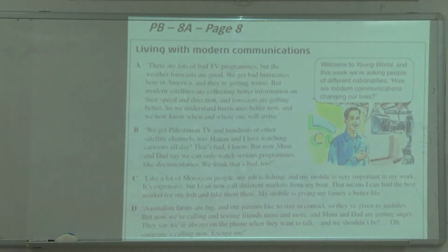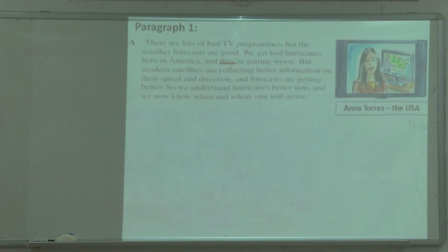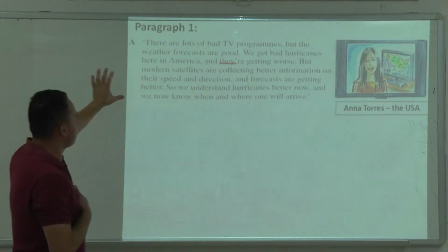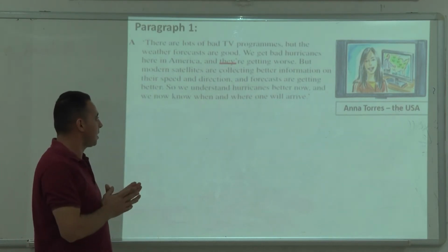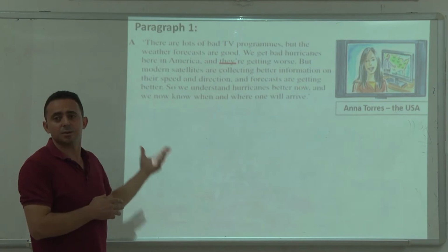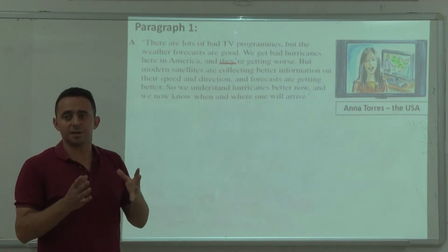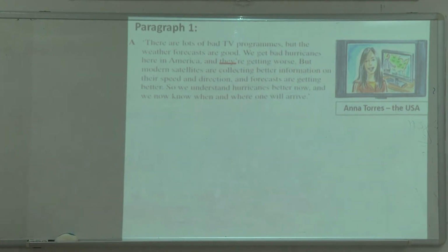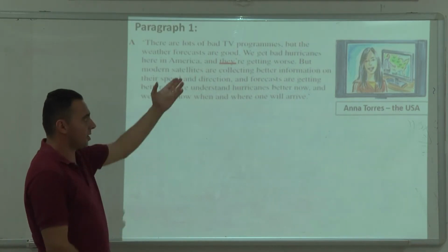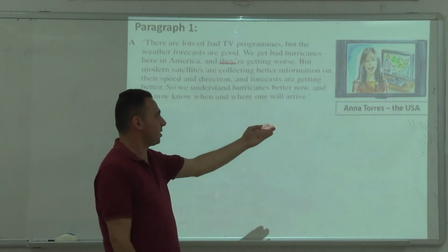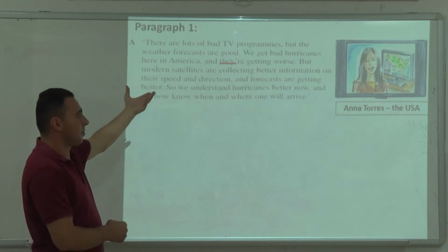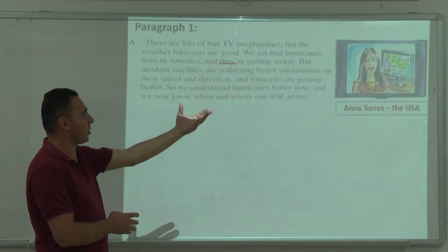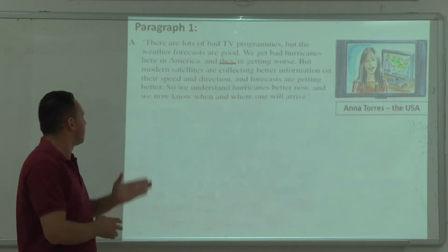Now, students, we are going to move to the first paragraph. We want to read the first paragraph 2 times, and after reading, we have some questions to answer. Are you ready to start? Okay, let's start. Paragraph 1, as you can see in the picture, Anna, a tourist from the USA. She is saying something about the modern communications. We are going to read what she says.